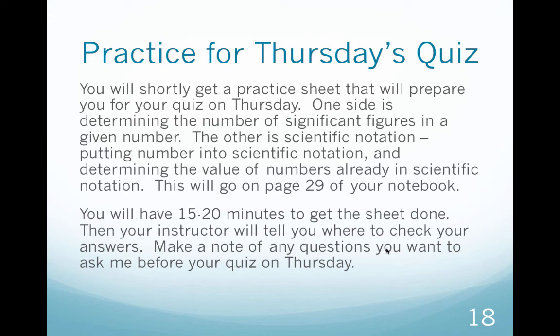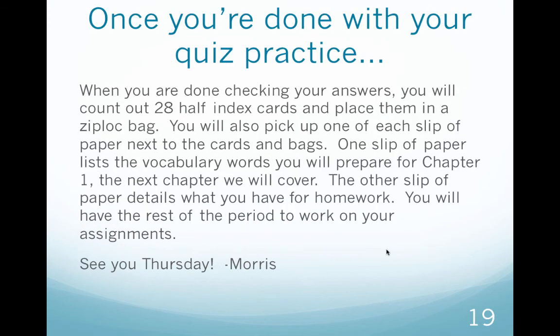All right, once you're done with that, once you're done checking your answers, you'll go to the back and count out 28 half index cards and place them in a Ziploc bag. You'll also pick up one of each slip of paper next to the cards in the bag. One slip of paper lists the vocabulary words you'll prepare for Chapter 1, which is the next chapter we'll cover. The other slip of paper details what you have for homework. You'll have the rest of the period to work on your assignments, and I will see you on Thursday.